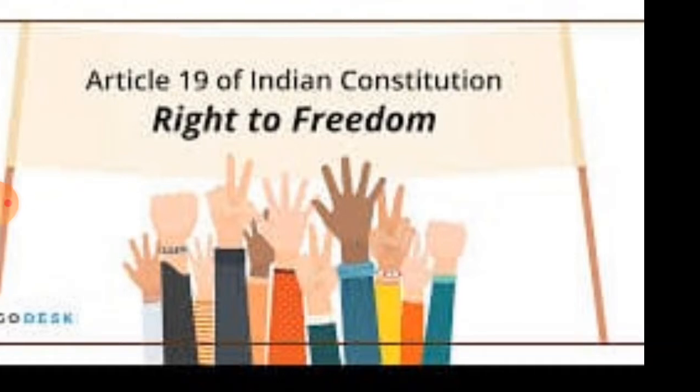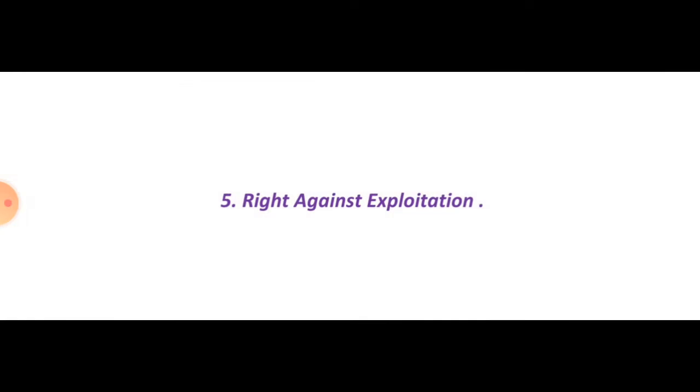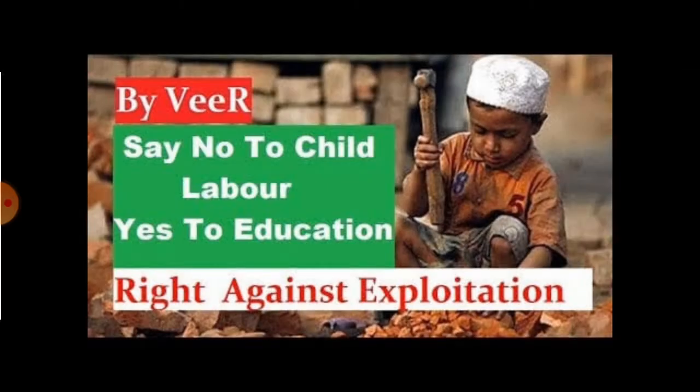Okay students, next one, right against exploitation. Article 23, prohibition of traffic in human beings and forced labor. Article 24, prohibition of employment of children in factories, etc.